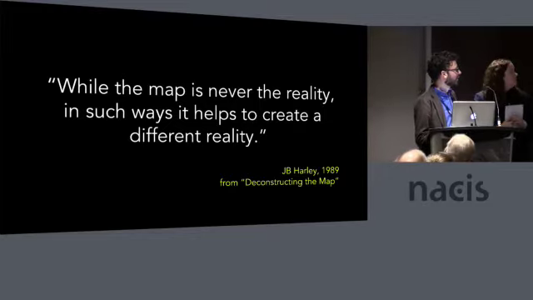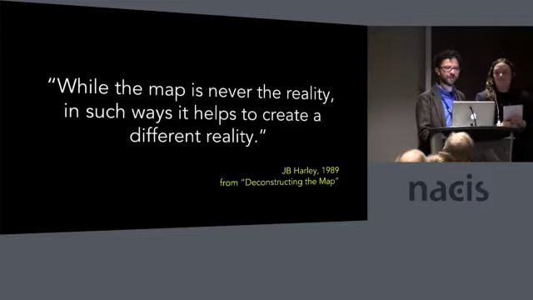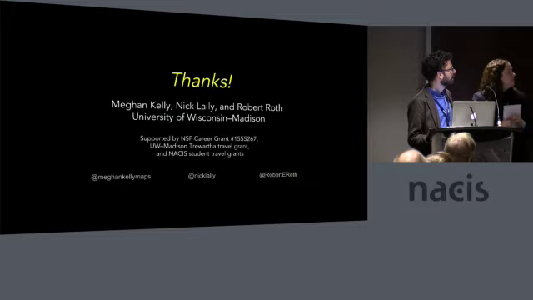And so, just to end, going back to very early critical cartography moments of J.B. Harley: while the map is never the reality, in such a way it helps to create a different reality. This is like our initial suggestion that we start thinking about what kind of theories we put into this, and what kind of reality we're creating through the maps we create.